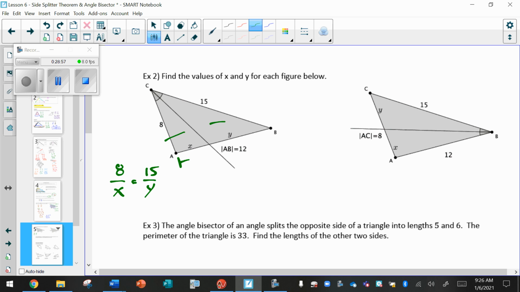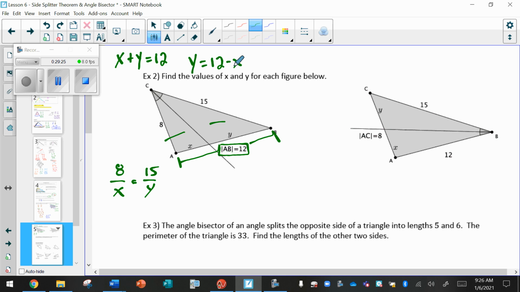The full length of side AB is 12. So that means for this particular example, x plus y add up to be 12. So you can solve for x or you can solve for y. It doesn't matter which one you use. If I just switch things around this time and subtract x from both sides, I get y is equal to 12 minus x.